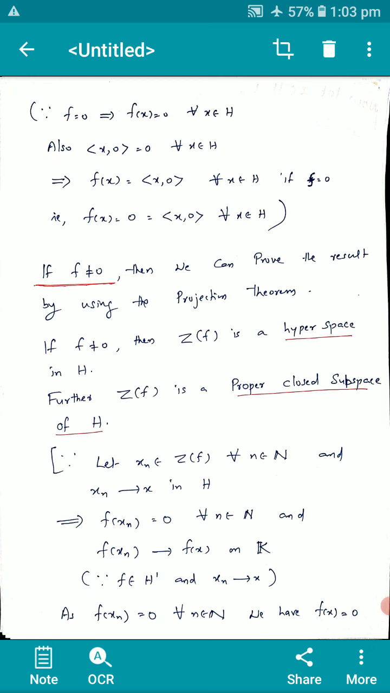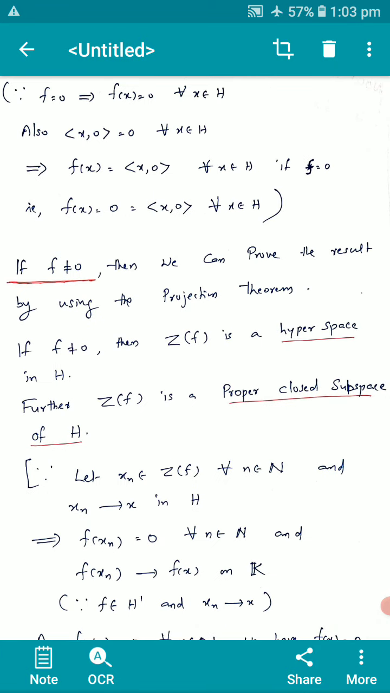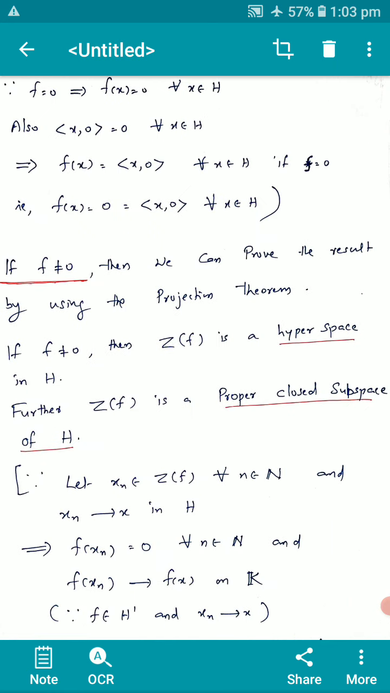This proof is given. Since f equals 0, f(x) equals 0 for all x in H. Also, the inner product of x and 0 is 0 for all x in H. Or you can equate this. That is, f(x) equals the inner product of x and 0 for all x in H if f equals 0. Or we get f(x) equal to 0 equal to the inner product of x and 0 for all x in H. That is, the part is proved in the case when f equals 0. What remains is that we have to consider the case when f is not equal to 0.